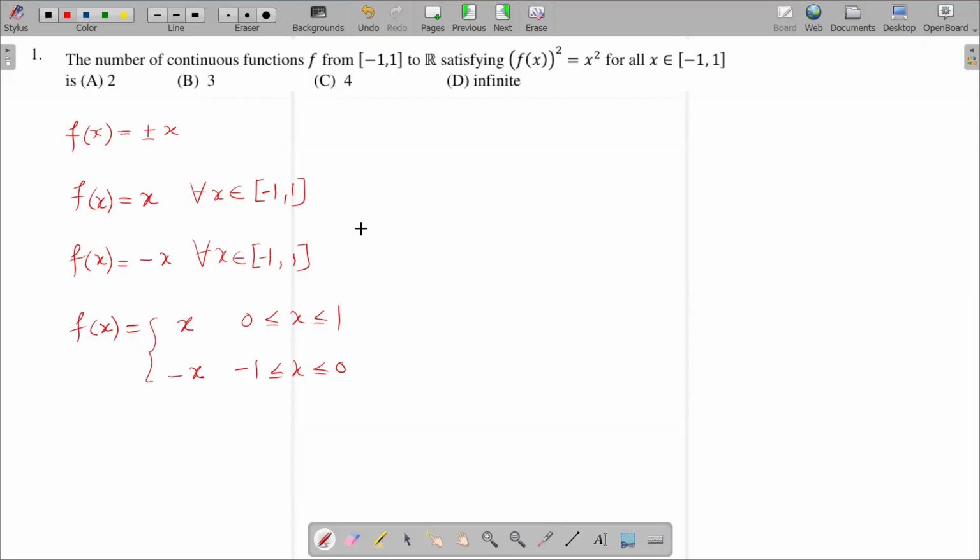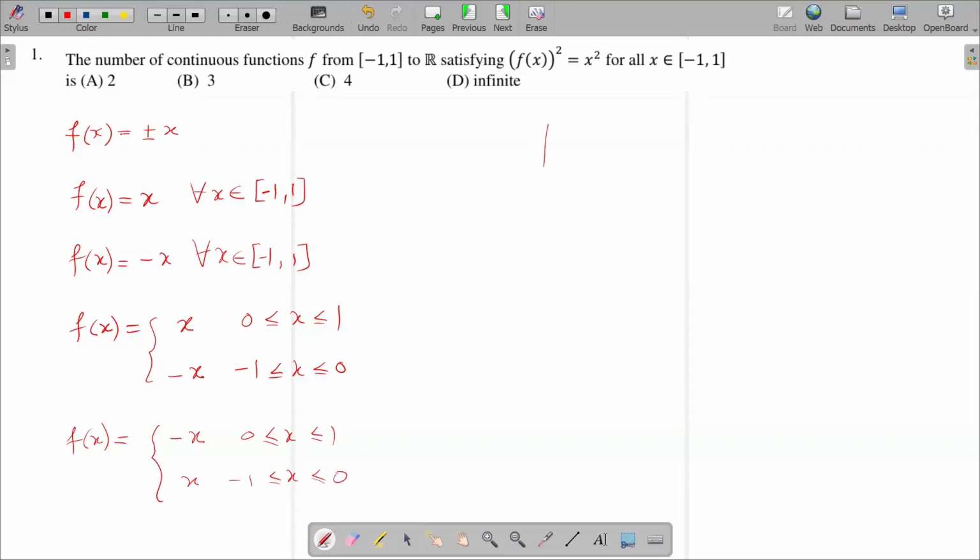So this is definitely going to possess this property. And now you can guess another one as well. What is it? Here we will take minus x for 0 less or equal to x less or equal to 1, and x for minus 1 less or equal to x less or equal to 0.